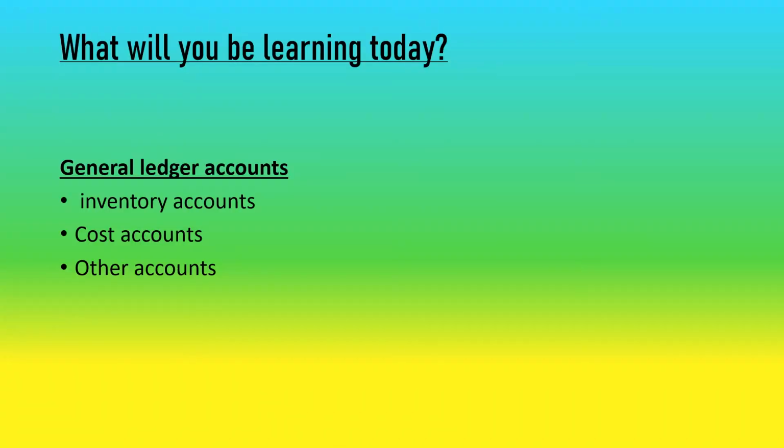Today we are going to be looking at all our general ledger accounts of manufacturing. We're going to look at a set of general ledger accounts of inventory, which are our assets and are recorded in the balance sheet. Then we're going to look at our cost accounts, which are our expenses, and they are recorded in our income statements. And we will also be looking at some other important accounts.